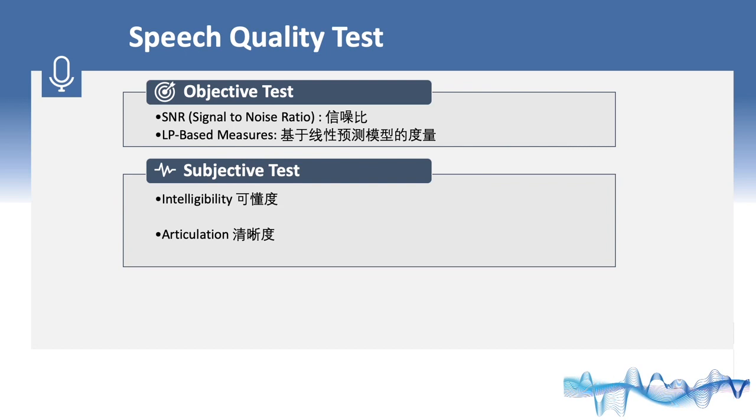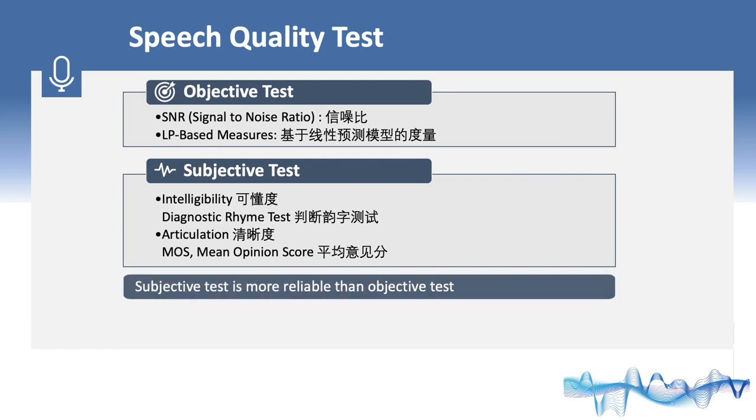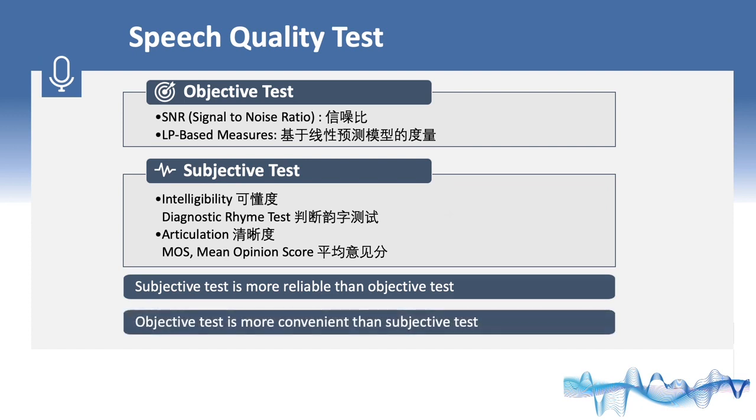The most useful method in intelligibility testing is DRT, the diagnostic rhyme test. The most useful method in articulation testing is MOS, the mean opinion score. Subjective tests are more reliable than objective tests. Objective tests are more convenient than subjective tests.